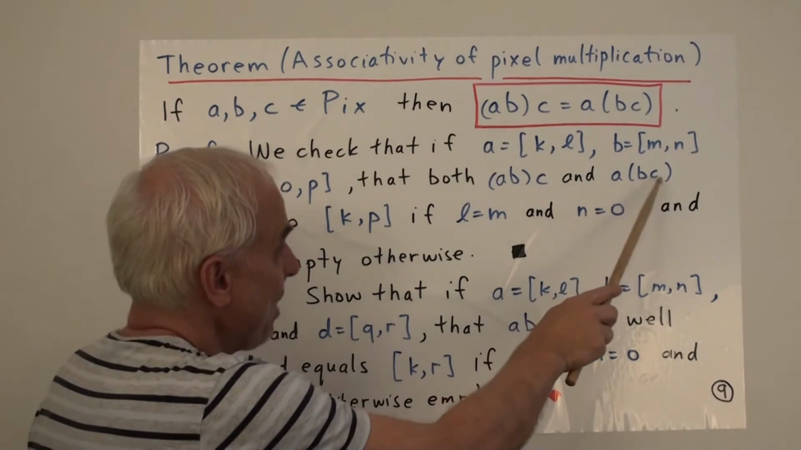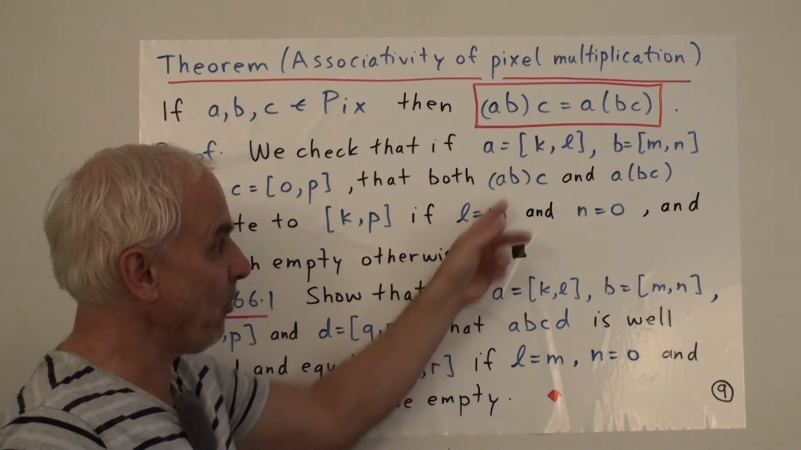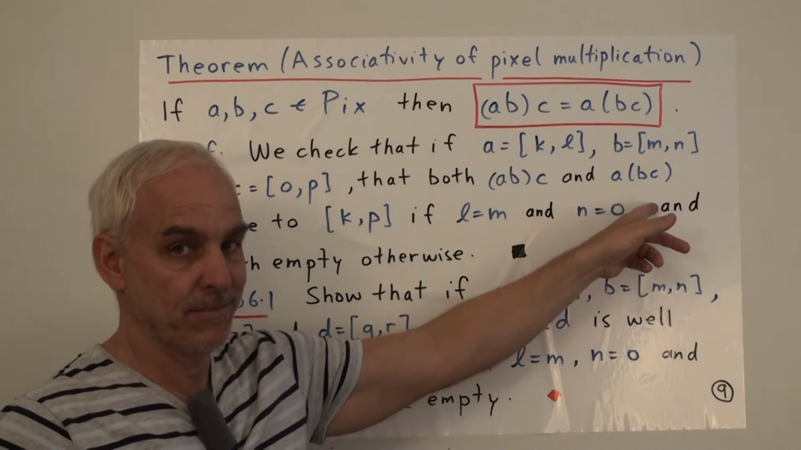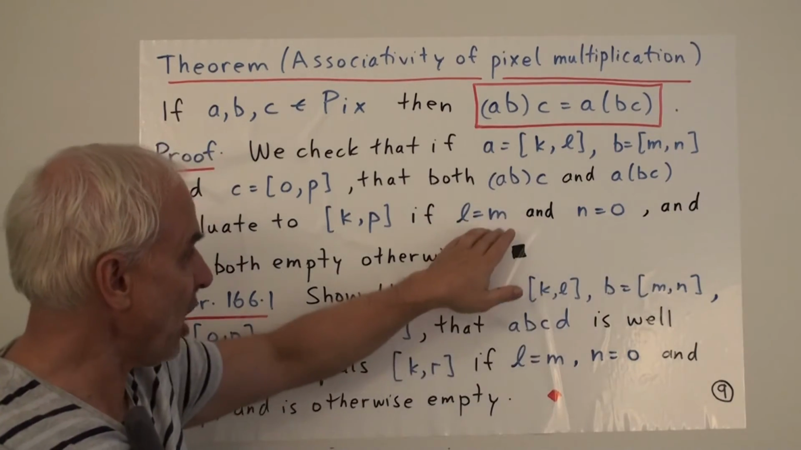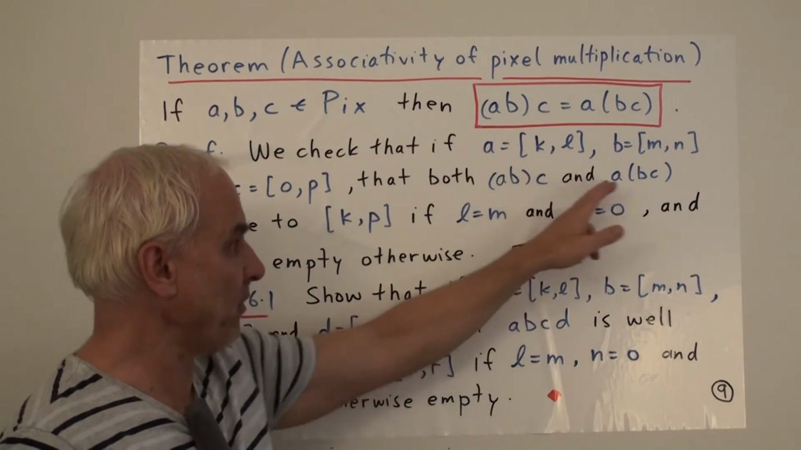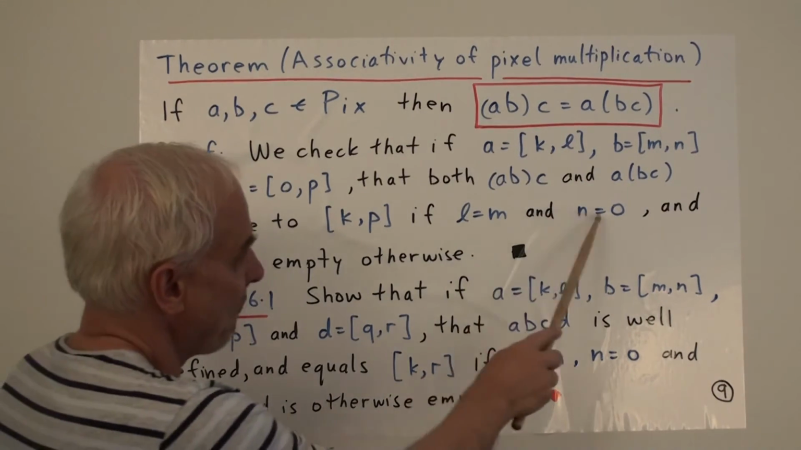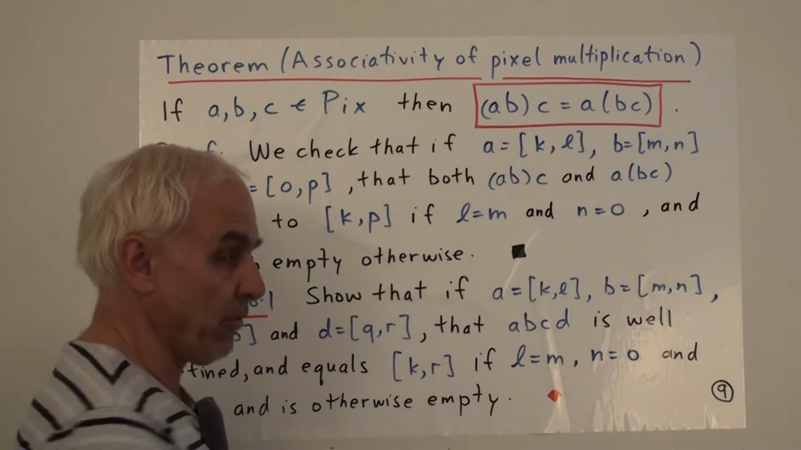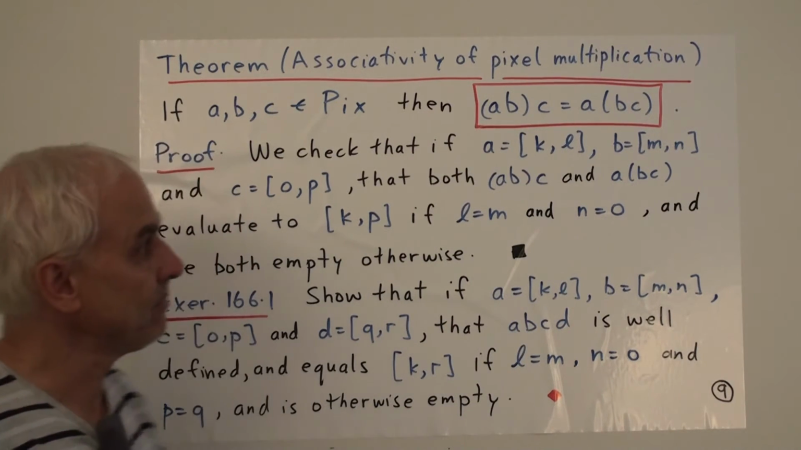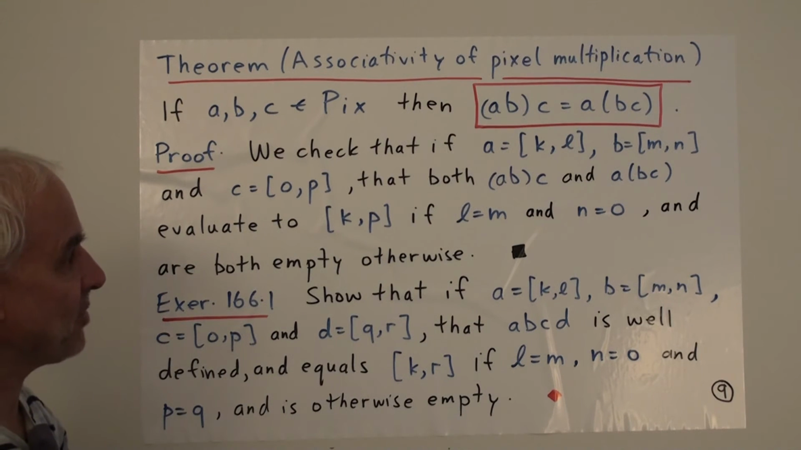But then if this is MP, then the fact that M does not equal L, that's our assumption, will mean that this is going to be empty. So if this is not true, then both of these are empty. And similarly, if this is not true, then both of these are going to be empty. So in either case, if we do not have both of these conditions, these two things are both empty. So our associativity is a theorem.